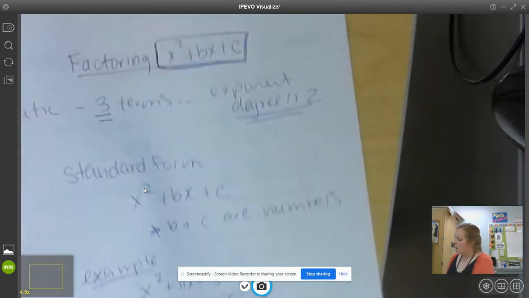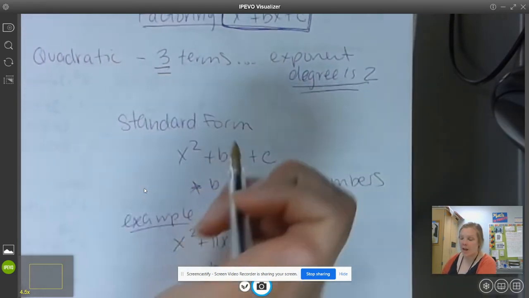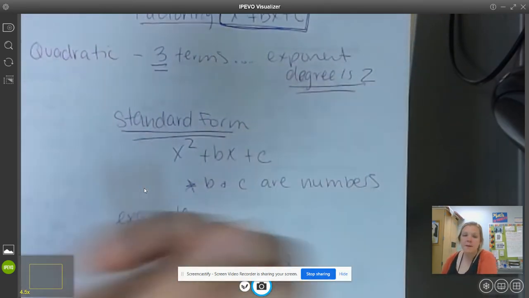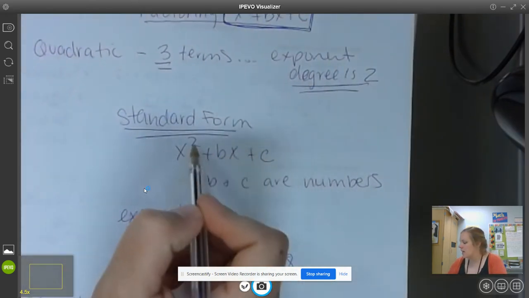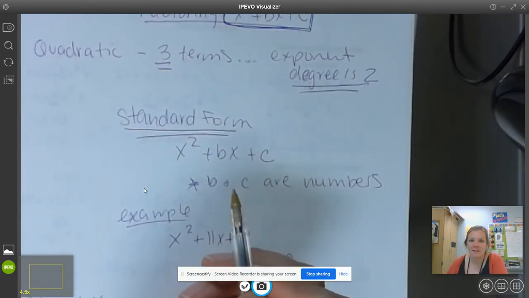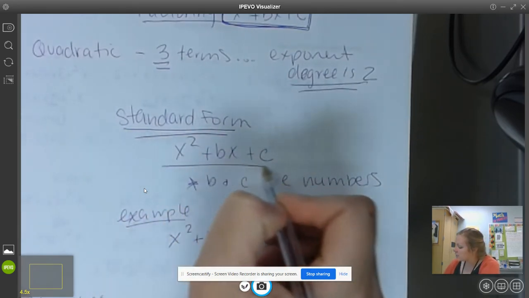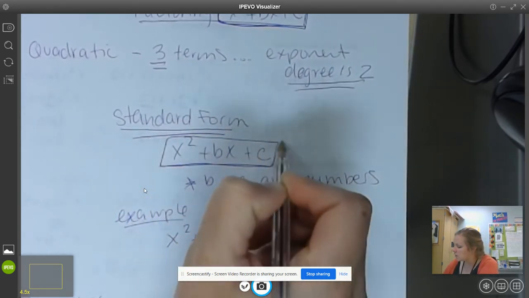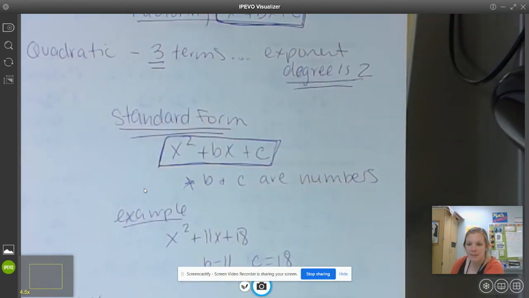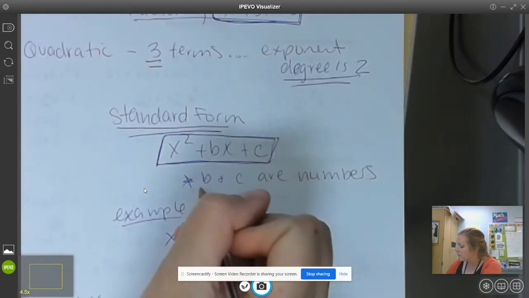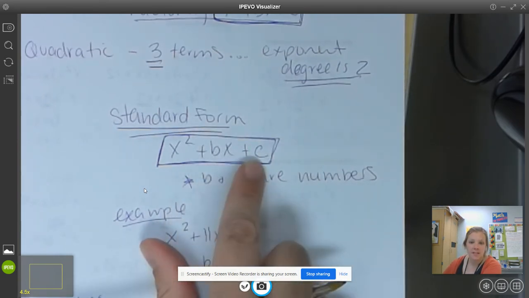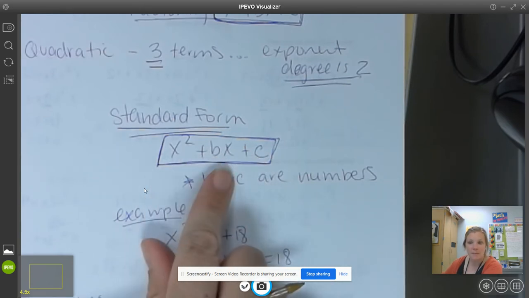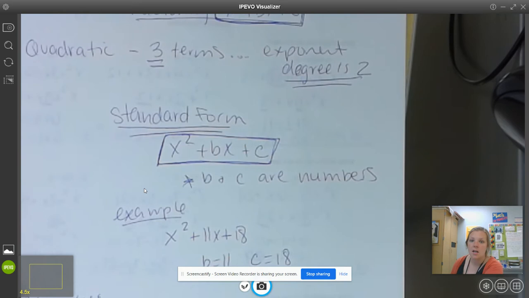Quadratics are just a type of polynomial. It's a special kind of polynomial that only has 3 terms normally, and it always has a degree of only 2. And so this is standard form. You're going to hear me talking about this a lot. x squared plus bx plus c. We have to be used to the fact that b and c are just numbers. The x's are going to be my variables, and b and c are the numbers.